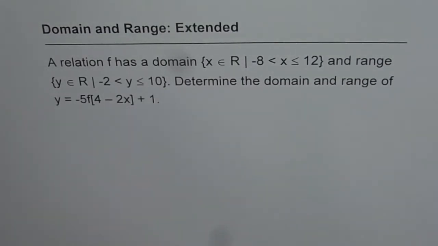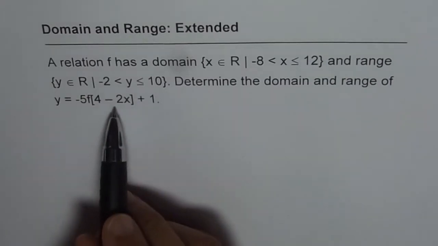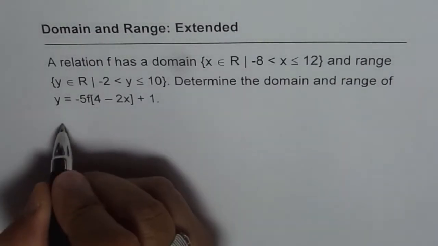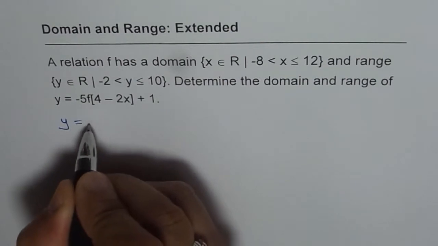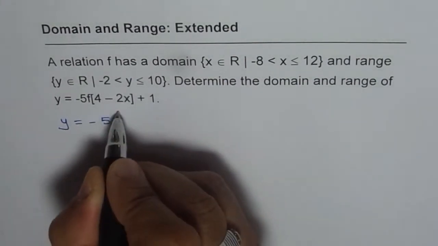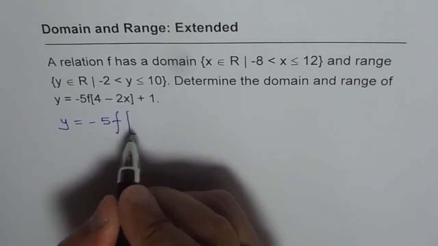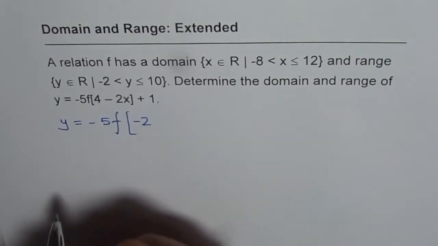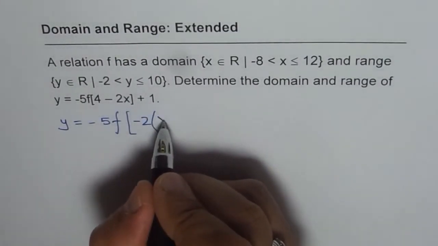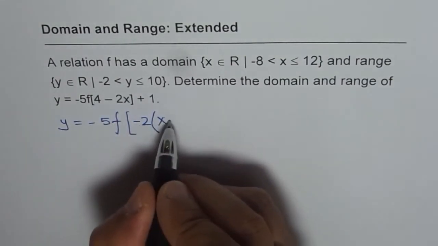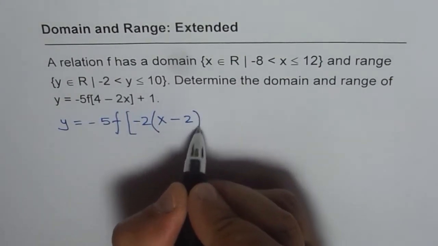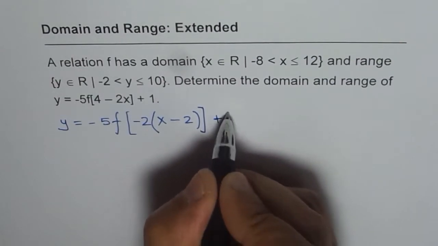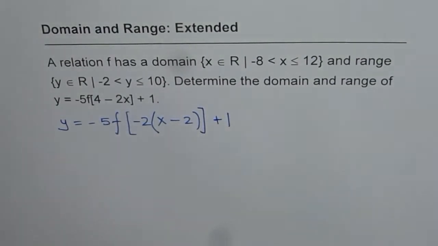Now, to solve this question, let's first understand the transformation itself. The transformation is y = -5f of, it's good practice to factor out -2, the coefficient of x, then we get x. 4 divided by -2 gives us -2, plus 1. So that is the transformed function.